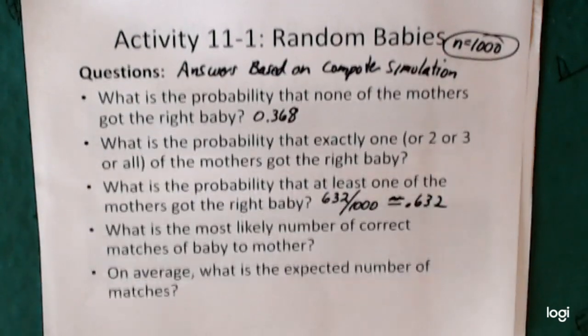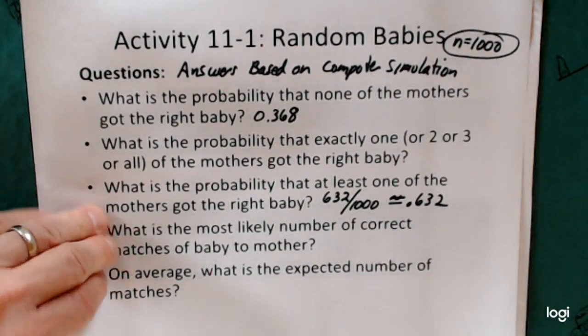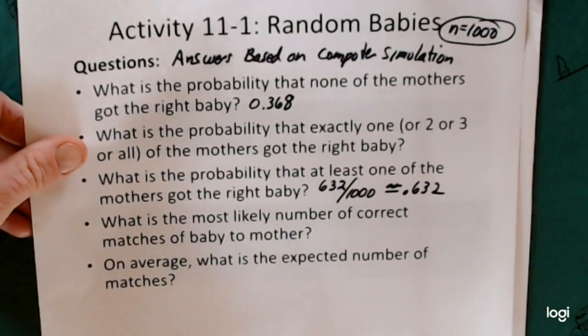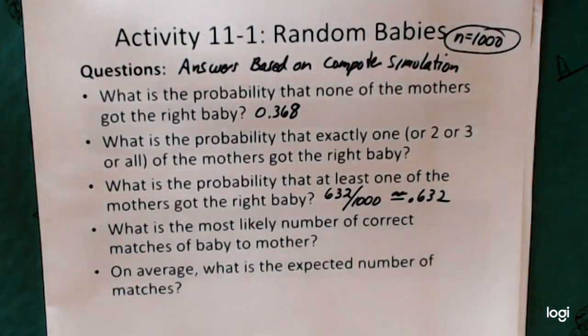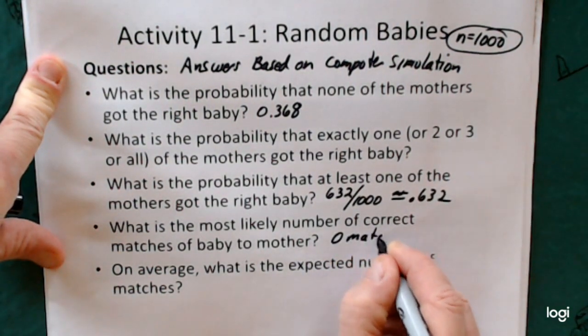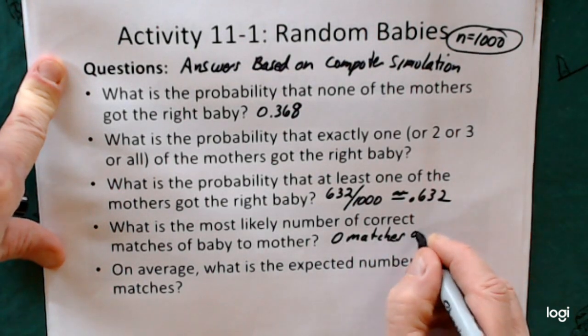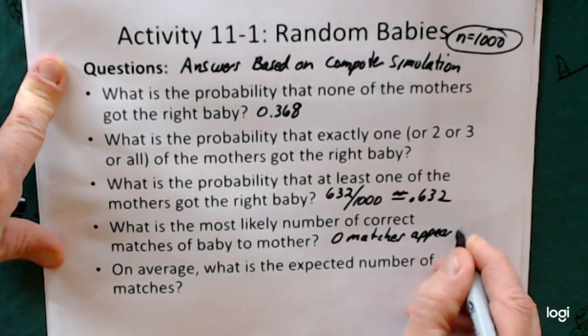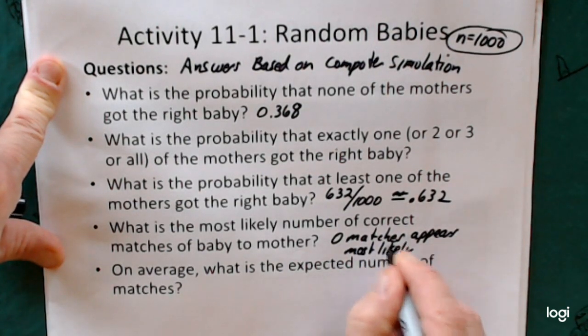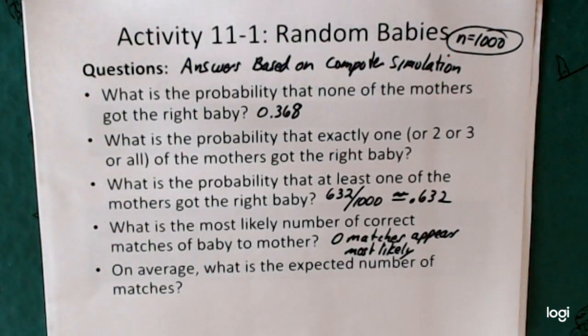Okay. What's the most likely number of correct matches of baby to mother? Well, boy, it's pretty close between 0 and 1, right? Okay. But based on our simulation, we would say 0 matches appears most likely, based on our numbers. Okay.